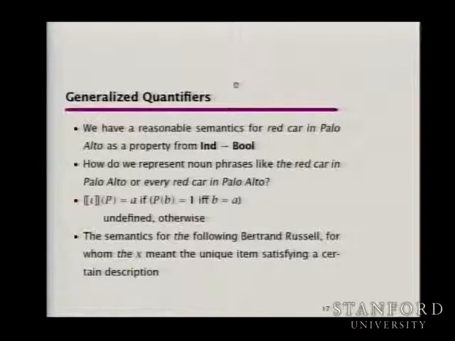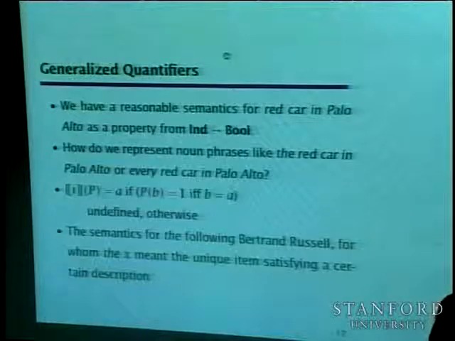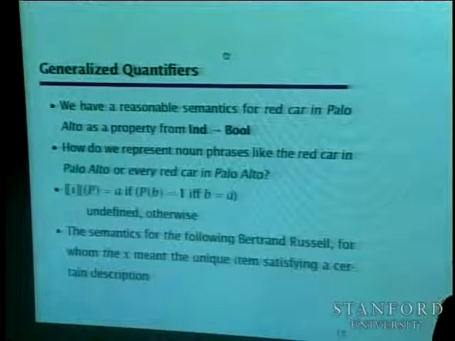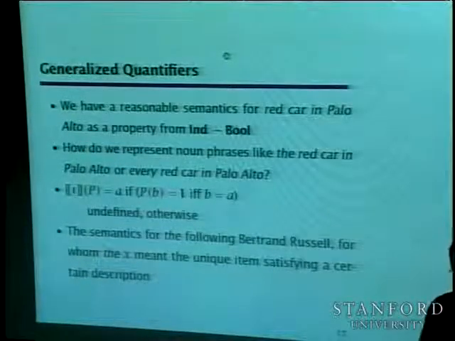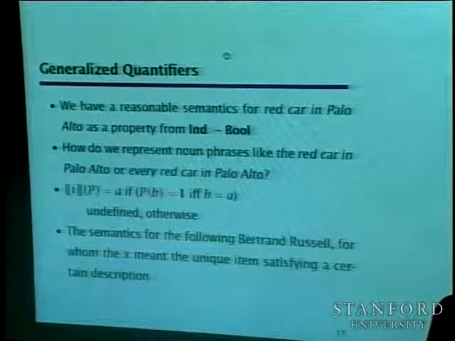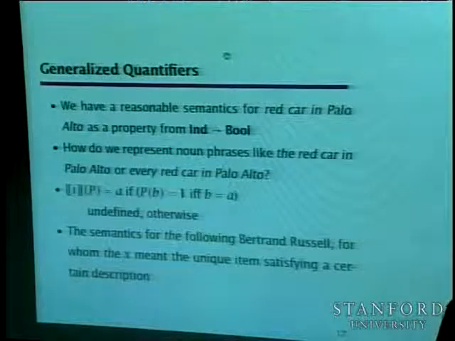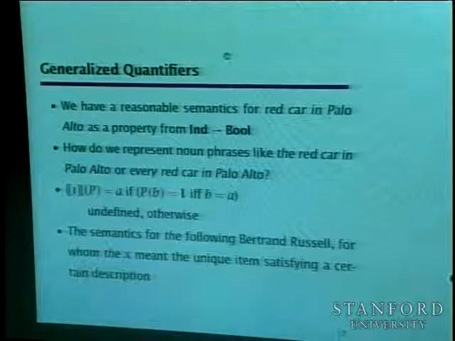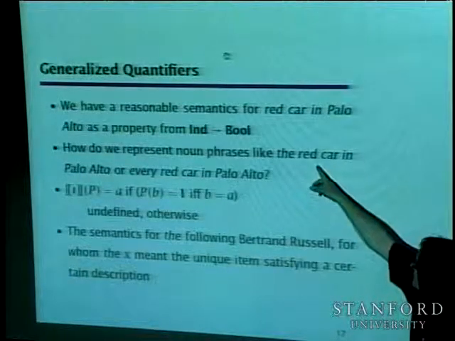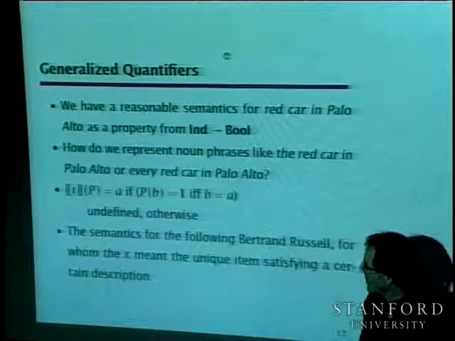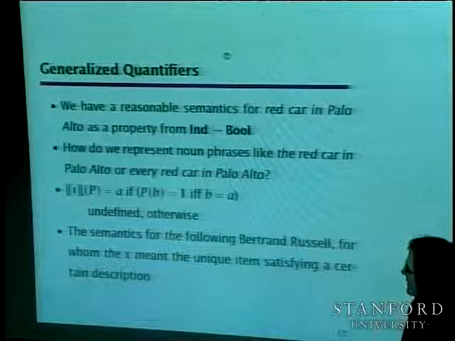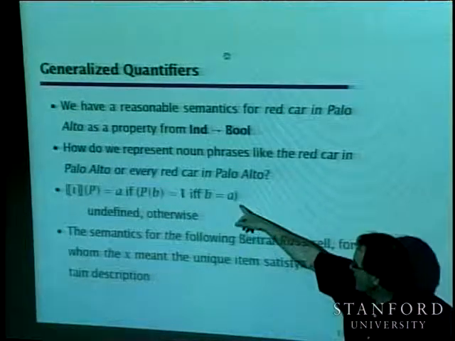Well, we've done pretty well with things that are properties. We had "red car" and "Palo Alto" and things like that. So we could build everything about noun phrases as complex properties, except when they have a determiner out the front of them, like "the" or "every" or "no." Once we see that, it seems like we have to do something very special. So what are we going to do for the meaning of "the red car in Palo Alto" or "every red car in Palo Alto"? Well, I'll first of all mention what we're going to do with "the."